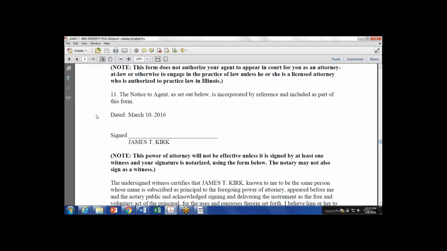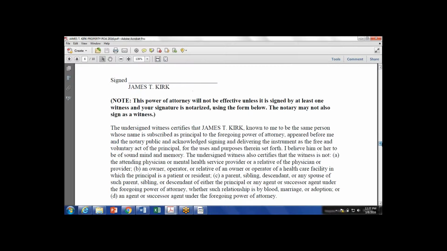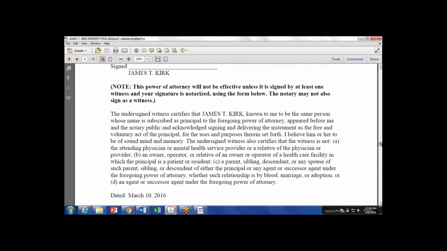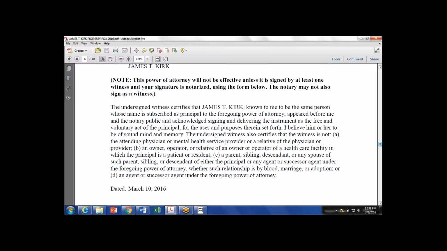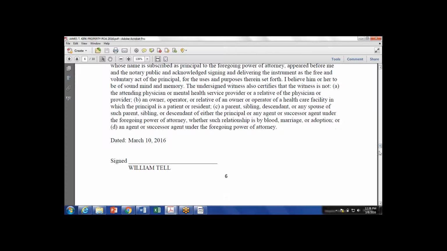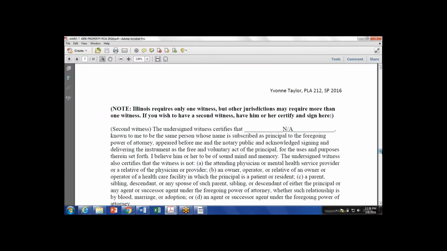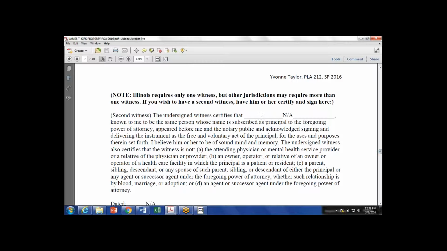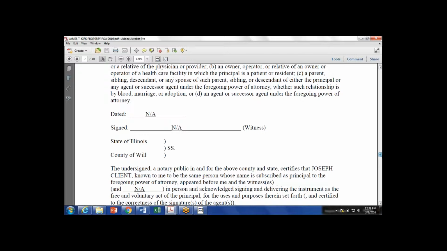This looks good. I like how you have the date and you have his signature area correct. So here, this is the witness language. So William Tell is going to be your witness. That's good. We leave this not applicable because in Illinois, we don't require a second.